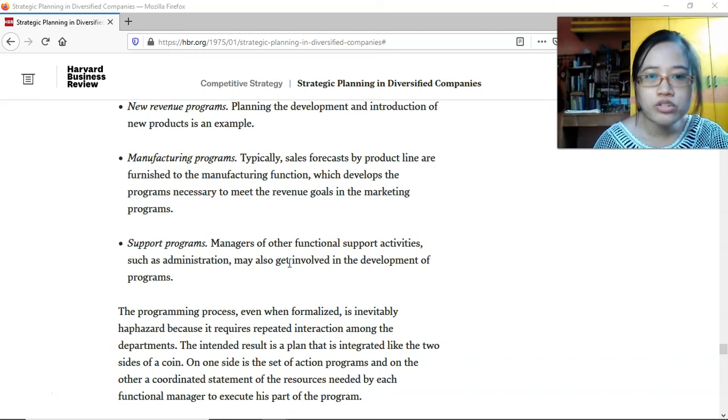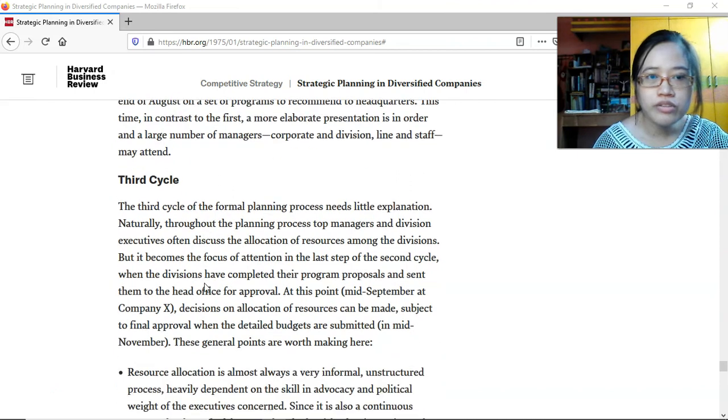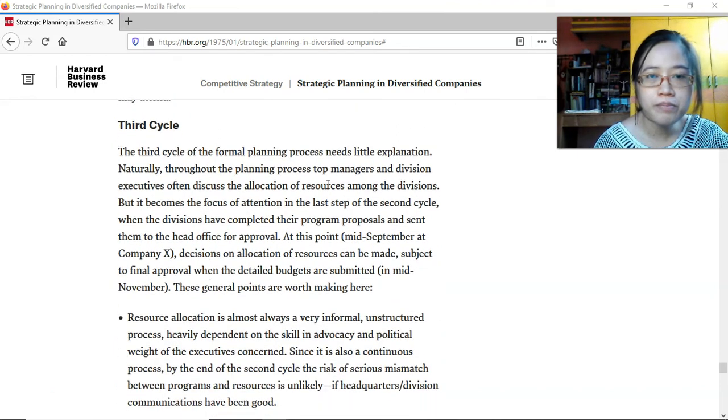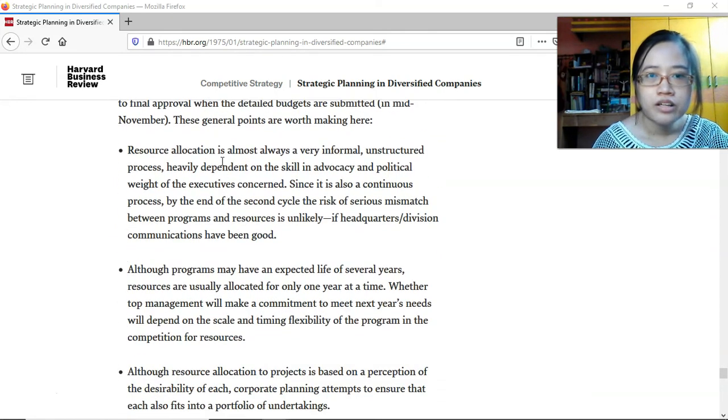Support programs, managers of other functional support activities such as administration may also get involved in the development of programs. Okay? So, ayan. Tapos yung third cycle naman, the formal planning process needs little explanation. Pero in a way, kumbaga, let's say, general points worth making here. Resource allocation is almost always a very informal, unstructured process heavily dependent on the skill in advocacy and political weight of the executives concerned.